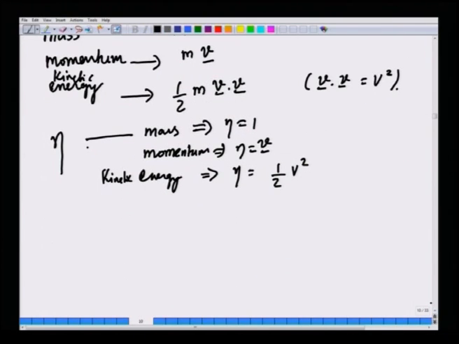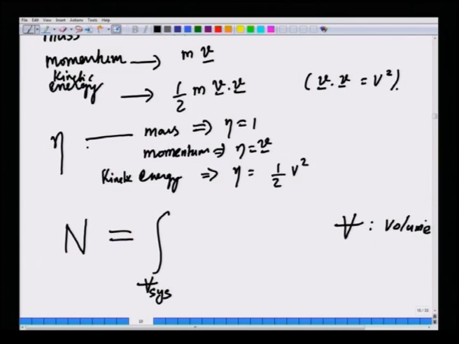Once we have this, we are interested in the total amount of the quantity, be it mass, momentum or energy, that is present in the system, obtained by taking a volume integral over the system. In my notation, V with a cross is the volume, because V without a cross will be reserved for velocity.